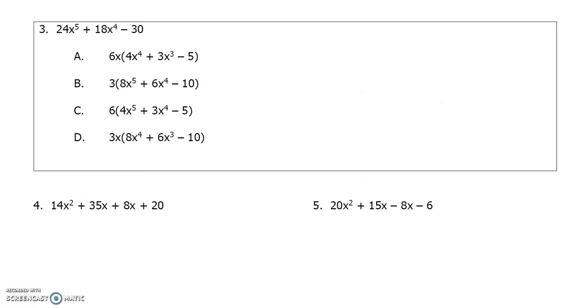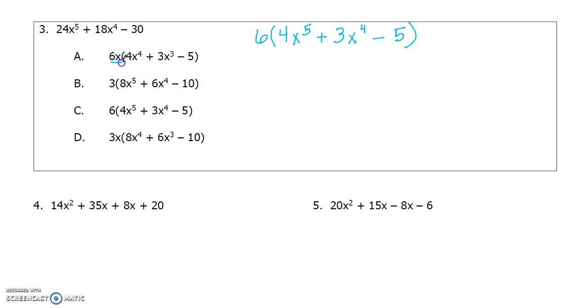Number 3, again, let's try GCF first. And I notice between 24, 18, and 30, I can factor out a 6. And then I don't have x's in all my terms, so 6 is going to be it. So 6 times what will give me 24? That's going to be 4. And then, of course, all my x's are staying, so I'm going to have x to the 5th. Plus 6 times what will give me 18? And that will be 3. And again, my x's are staying. Minus 6 times what will give me 30, and that is going to be a 5.